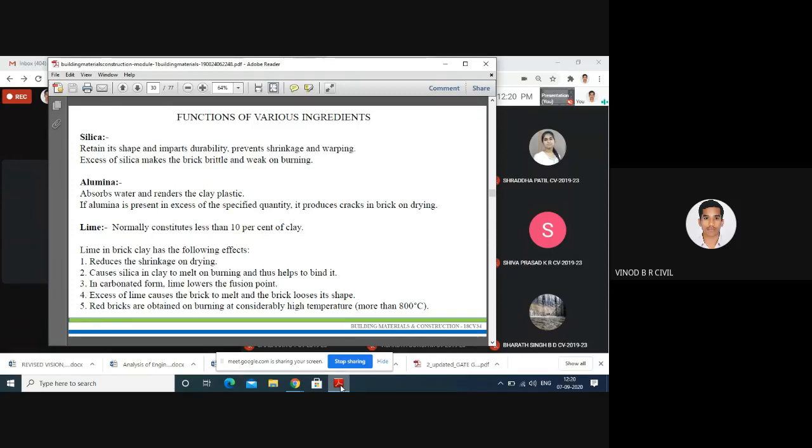First one is silica. Silica helps retain shape, imparts durability, and prevents shrinkage and warping. Excess of silica makes the brick brittle and weak on burning. If used in the correct proportion, we can expect proper shape, good durability, and we can minimize shrinkage and cracks also. If the percentage exceeds, if you use more silica content, it becomes brittle in nature, and it becomes weak during the burning process.